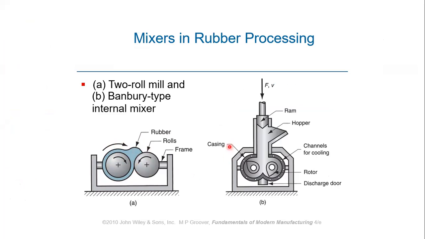Okay. And in the Banbury type internal mixer, a hopper is used to feed the rubber, and there are rotors, and the rotation of these rotors actually performs the mixing. The temperature is very high in this case, and that is why cooling channels are also provided to facilitate cooling during mixing. Otherwise, there will be premature vulcanization.